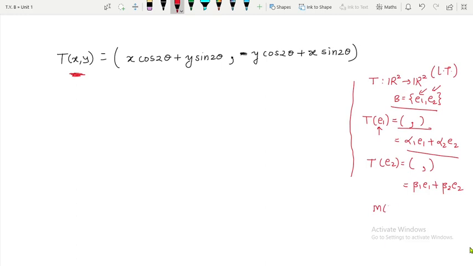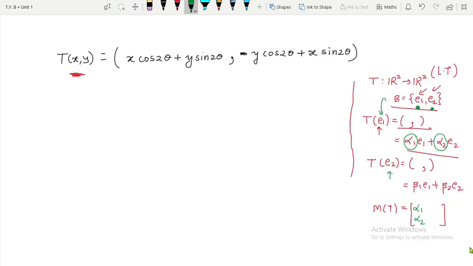Then the matrix representation of T is given by, so whatever coefficients you got in the first equation, alpha 1 and alpha 2, you simply write them as a column vector. That will give you the first column vector. So first you should find T of E1. Note this, don't go for T of E2 first. This order you should maintain, don't interchange the order of the basis vectors in the set.